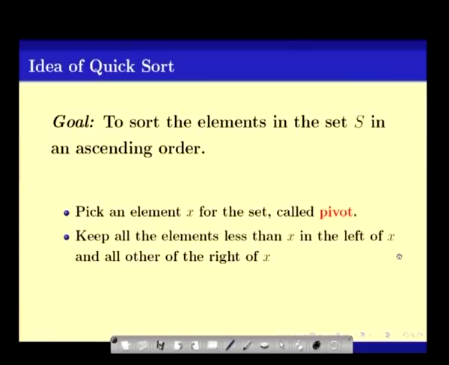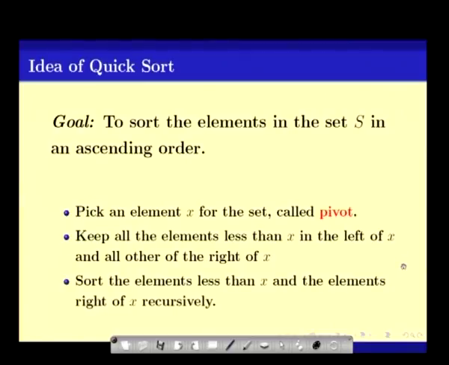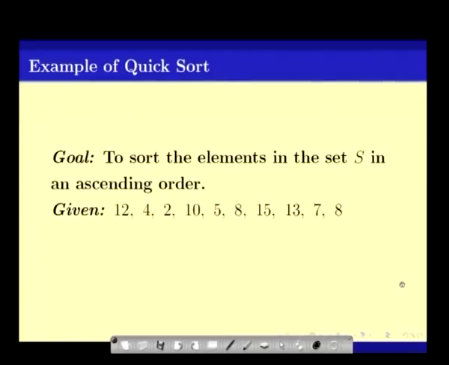Now, once we have picked up the pivot, we will keep all the elements that are less than x to the left of x, and all the other elements which are greater than or equal to x to the right of x. And now, we will sort each of these elements in the left of x and the right of x recursively. That is basically the idea of quick sort.